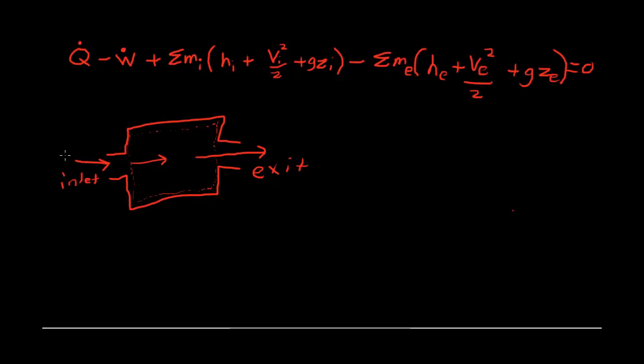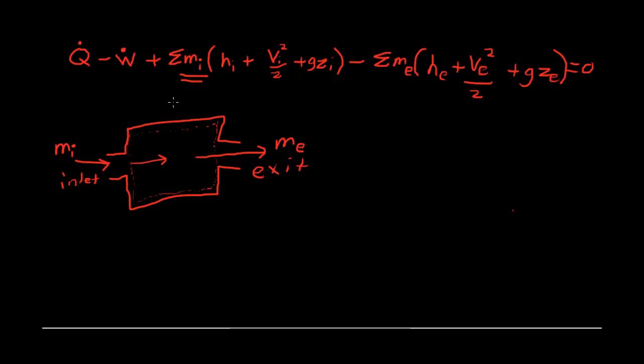So this right here would correspond to a mass going in, which corresponds to this term in the equation. And here you have a mass sub e, for exit, a mass exiting that control volume. And we just drew it as this box right here.